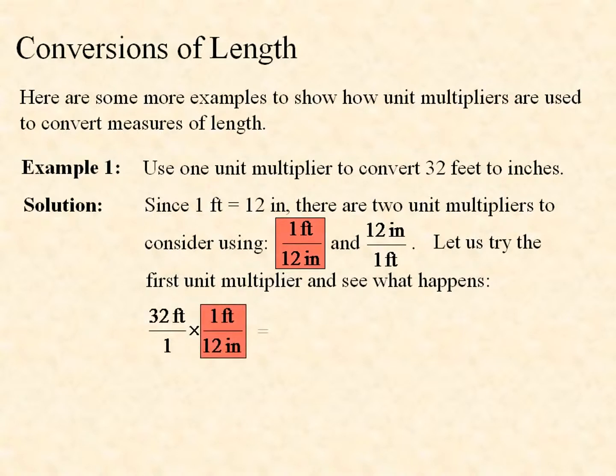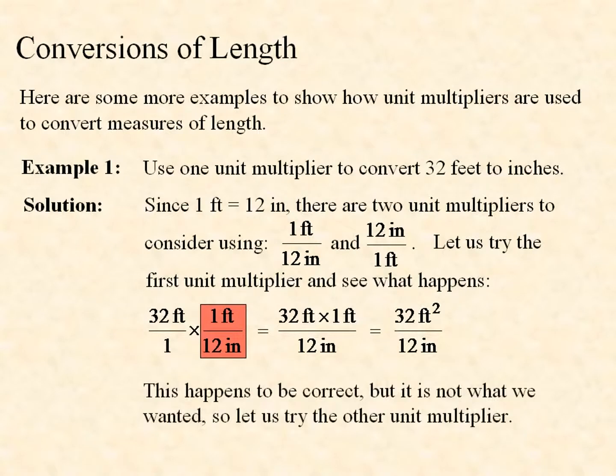32 feet over 1 times 1 foot over 12 inches is 32 feet times 1 foot over 12 inches, which is 32 square feet over 12 inches. This happens to be correct, but is not what we wanted, so we will try the other unit multiplier.